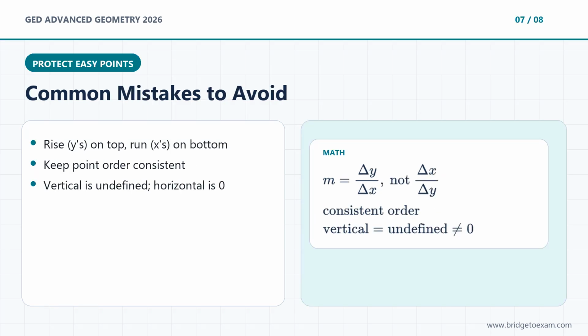Before we finish, let's dodge the 3 most common slope traps. First, do not put the x values on top. The y values, the rise, go on top. Second, do not switch the order of the points between the numerator and denominator. Keep it consistent. And third, a vertical line is undefined, not 0. A horizontal line is the one with slope 0. These small habits protect a lot of easy points.